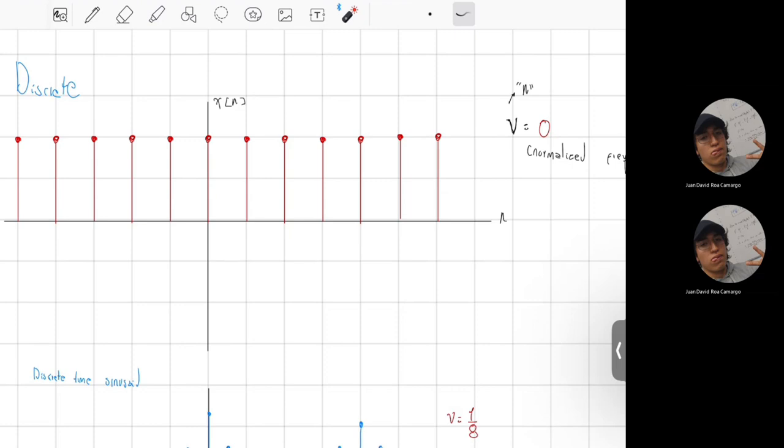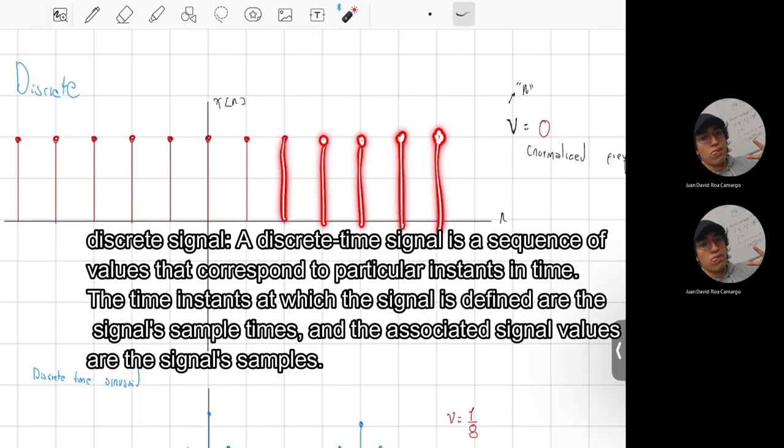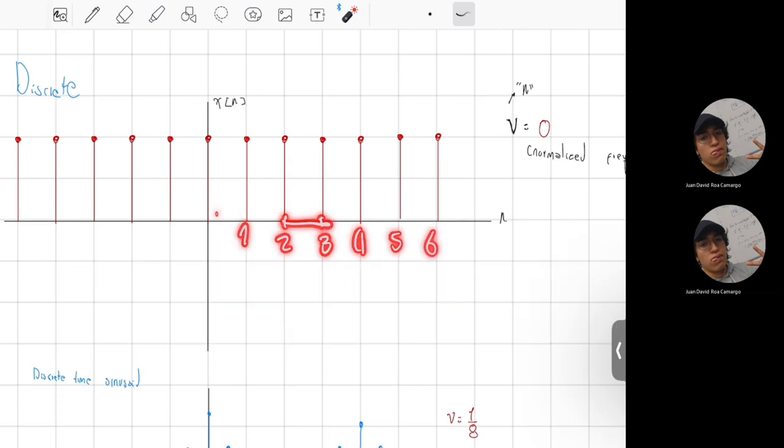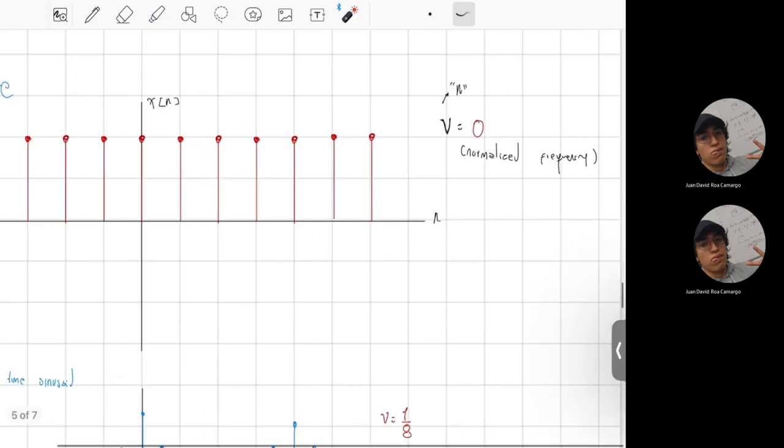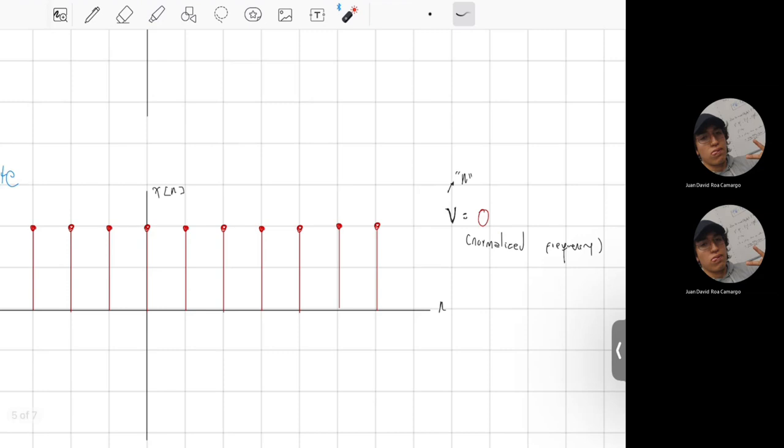This is an example of a discrete signal. We have a particular point in time and nothing else, just whole numbers. This could be 1, this could be 2, this could be 3, 4, 5, 6. But we cannot have 1.8. This is not possible in discrete. You need to have the same distance between one and each other.